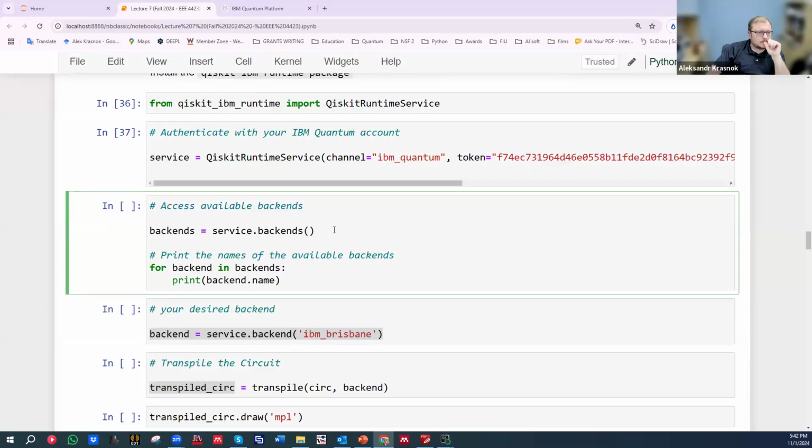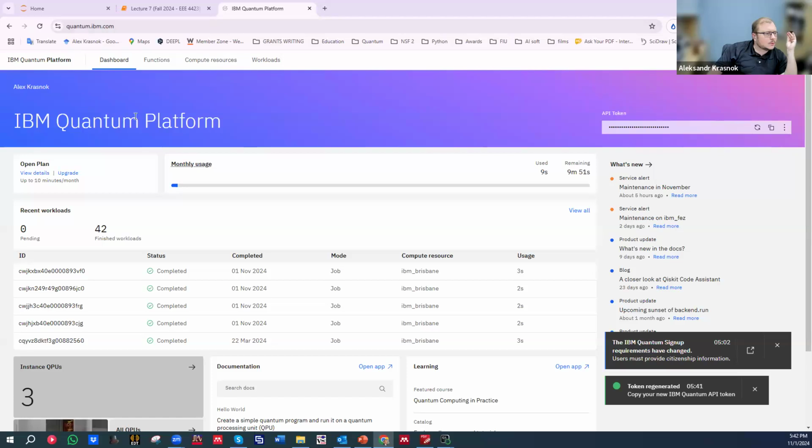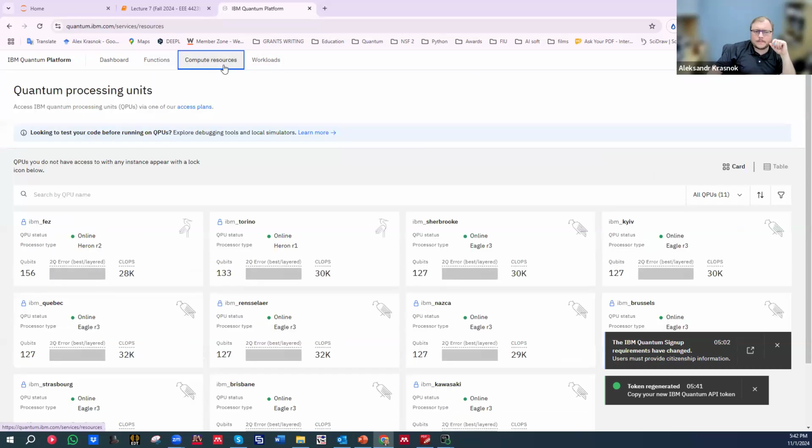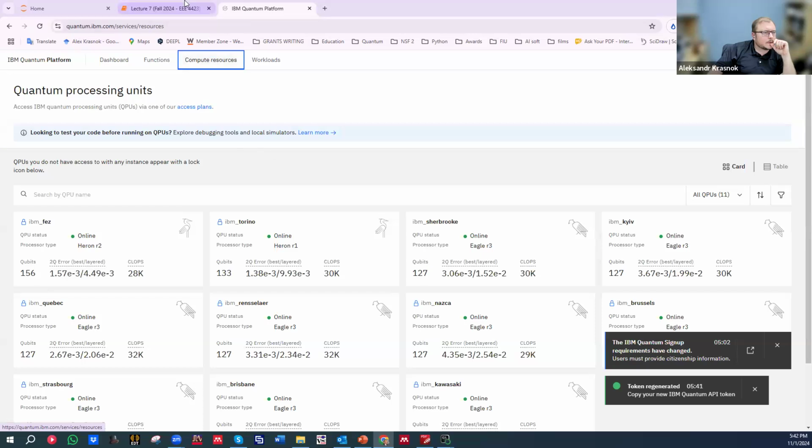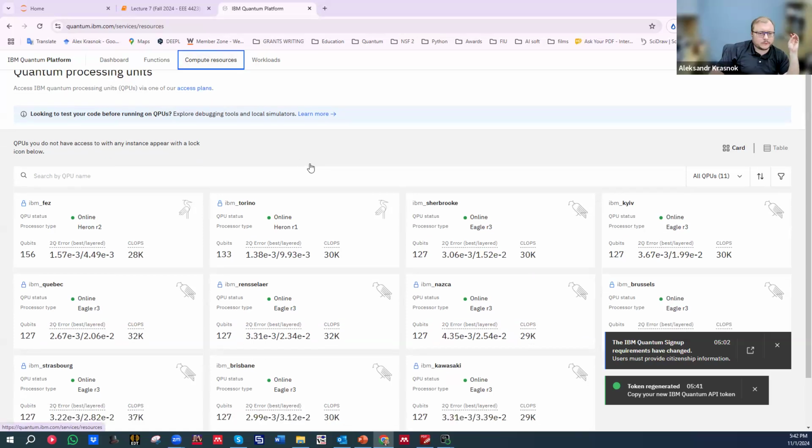All right, then the backend. If you go to the IBM Quantum platform and then to the compute resources. By the way, do you see my screen? I don't see this green frame around. Yes. Okay, so compute resources.